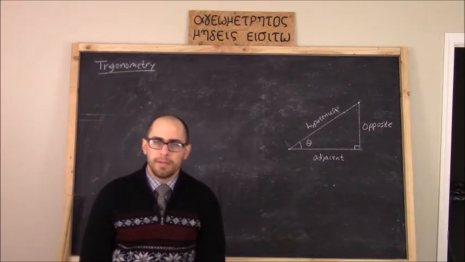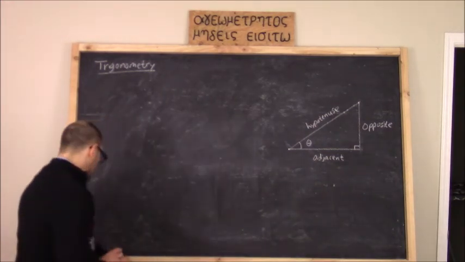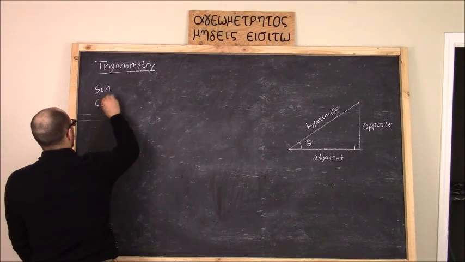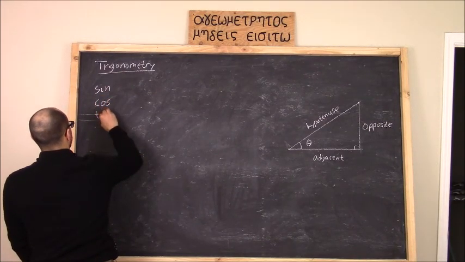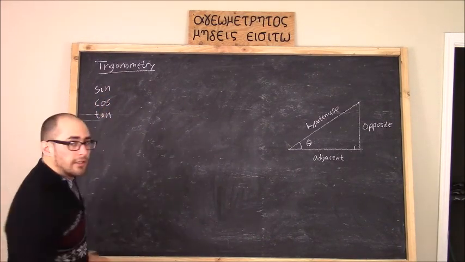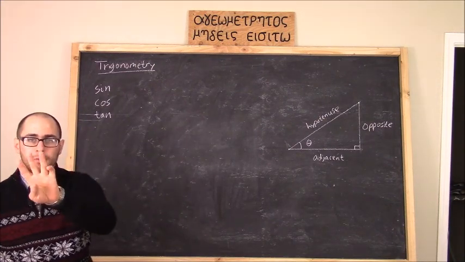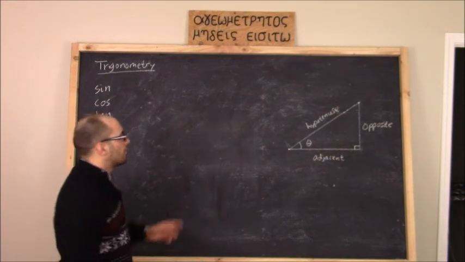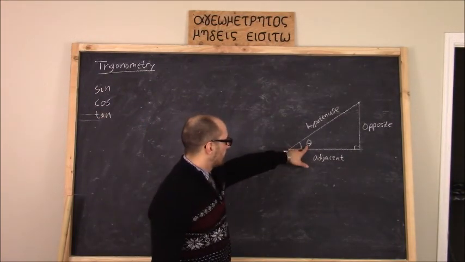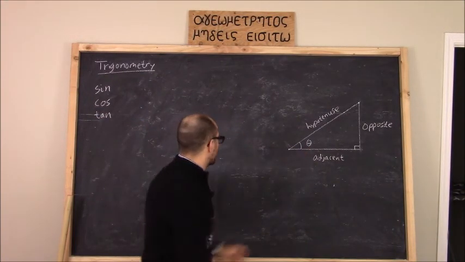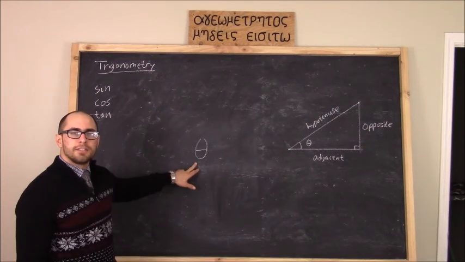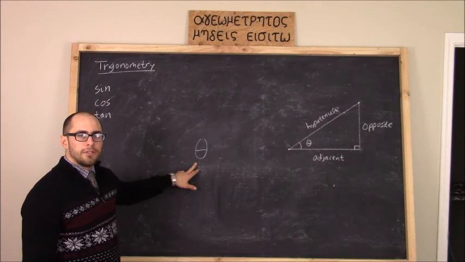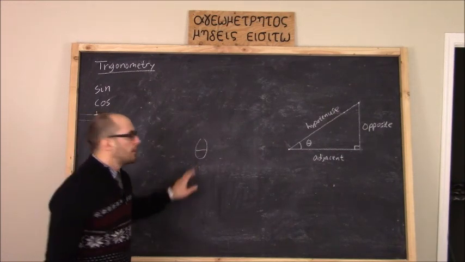Now, before we begin, we'll have to set up definitions. Sine, cosine, and tangent. These are three primary functions we use in trigonometry. Let's talk about this character here. This circle-looking thing is theta, the Greek letter theta, often used to denote an angle.